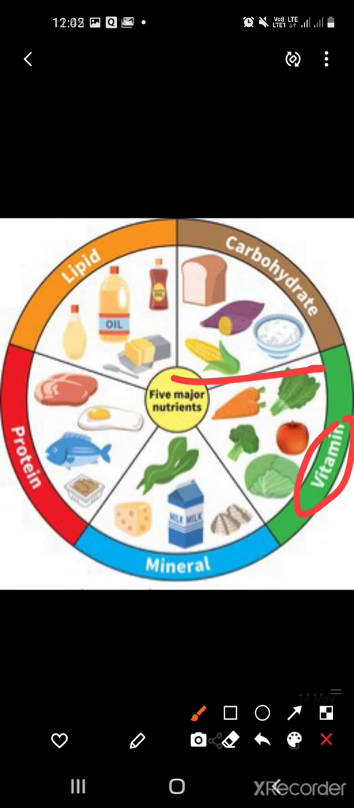Nutrient, that is vitamins and minerals also. Vitamins and minerals are needed in small amounts by our body. Fine. These we need in very small amounts. They keep our body healthy. They also help our body to fight diseases. Vitamins and minerals, right? They are called protective foods.